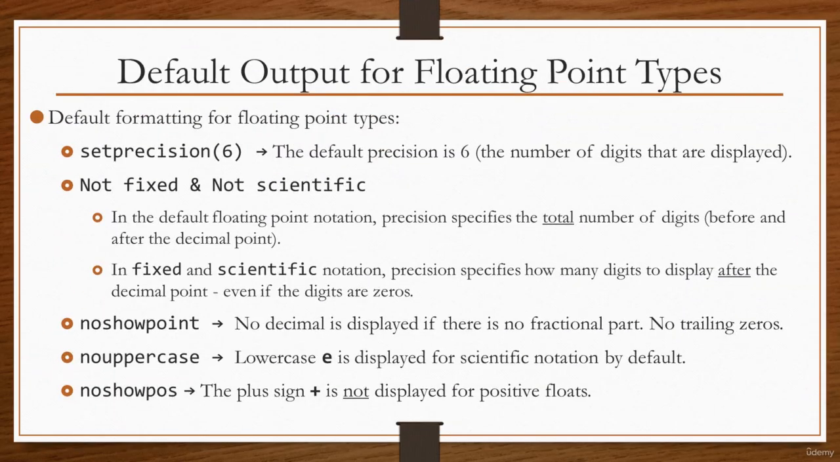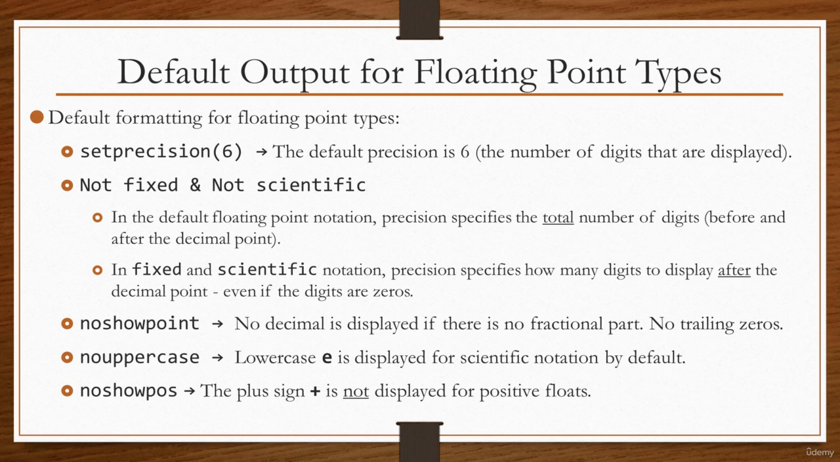Alright, so the default formatting for floating point types, setprecision is 6, so the default precision is 6. That is the number of digits that are displayed before and after the decimal. By default, we do not have fixed and we do not have scientific notation. So in the default floating point notation, precision specifies the total number of digits before and after the decimal point. And as I mentioned, the default for that is 6. Whereas in fixed and scientific notation, the precision specifies how many digits to display after the decimal point, even if the digits are zeros.